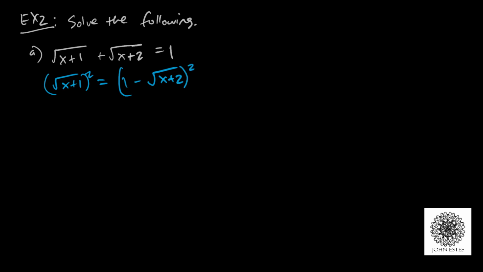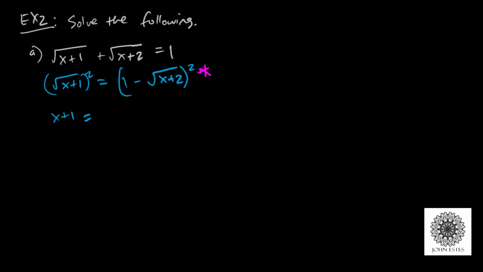Okay, and let's put an asterisk on this because we know now there's a possibility we created an extra solution in doing this. Okay, so the square root of x plus 1 squared is easy. That's x plus 1. Right? The second part, though, don't say that's 1 minus x plus 2 because that's not true. I have to FOIL this out.